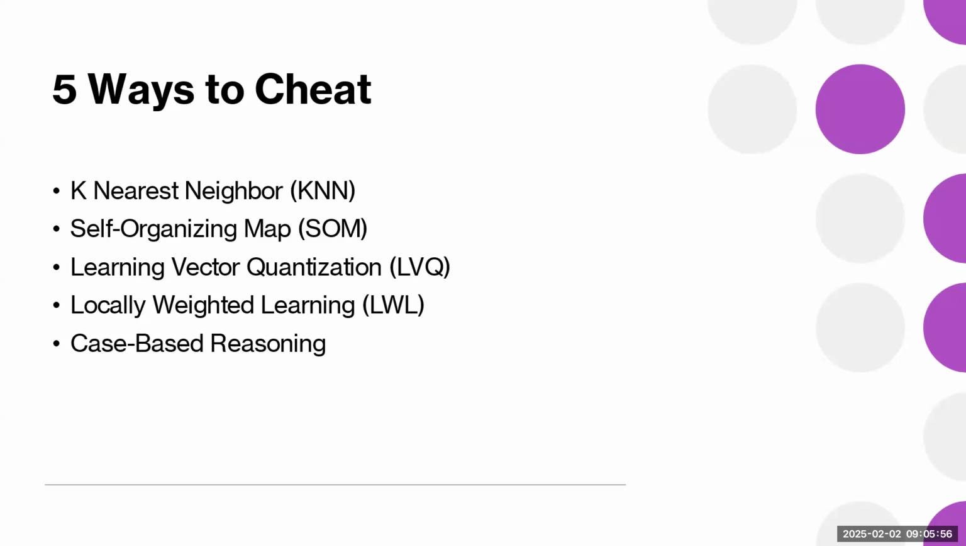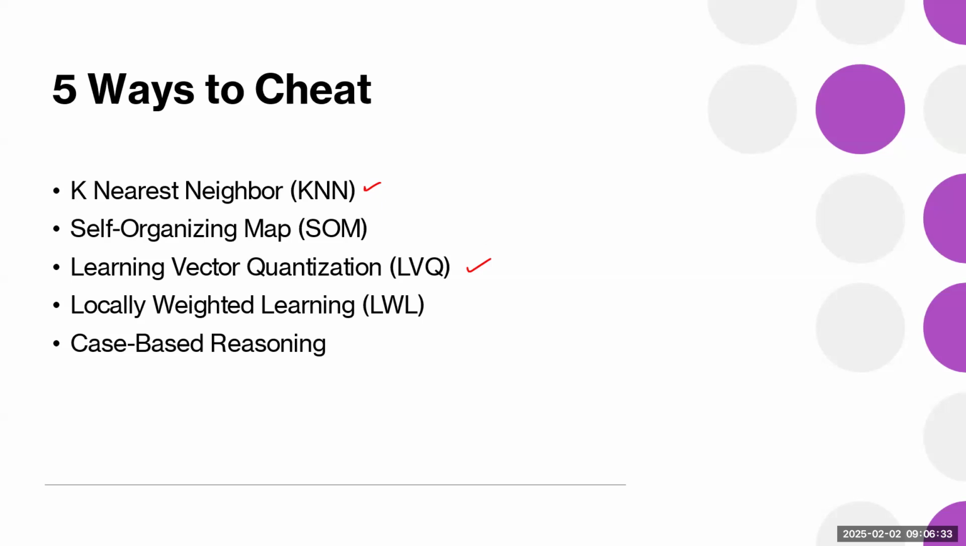The most common one that you may have heard in many places would be KNN, K nearest neighbor, and the rest are some extensions to the K nearest neighbor. And today we will learn two of these five. We will learn about KNN and about LVQ, learning vector quantization.